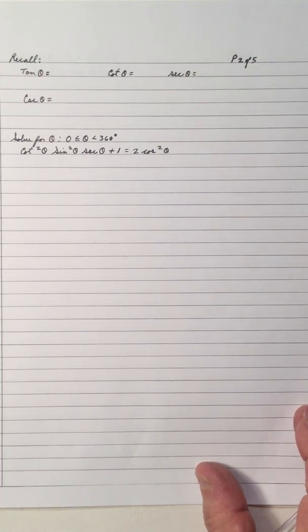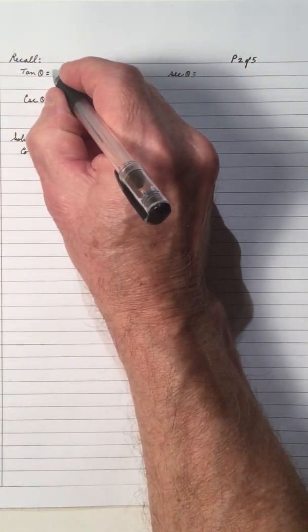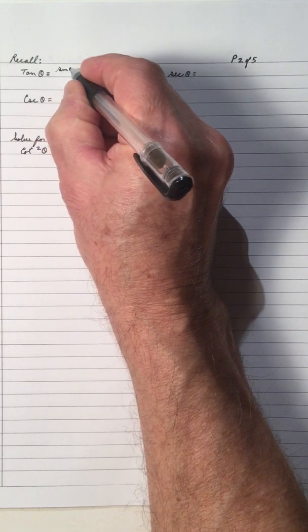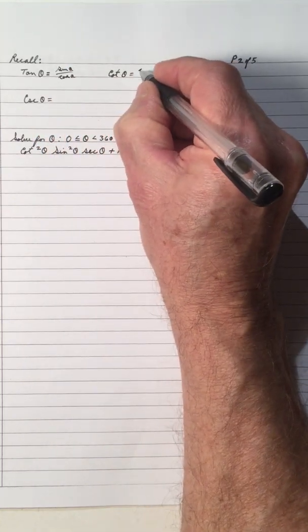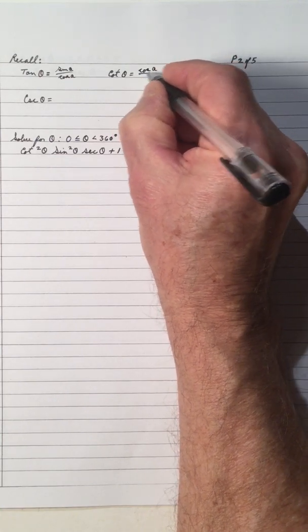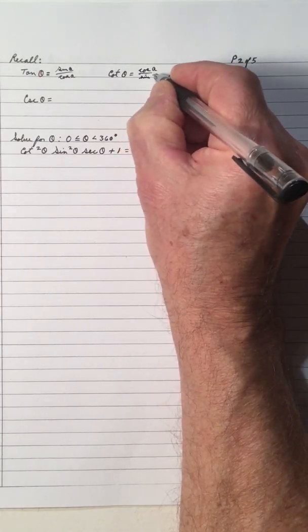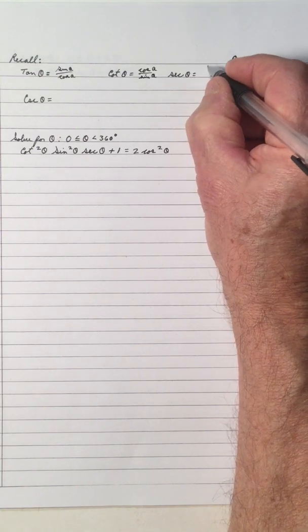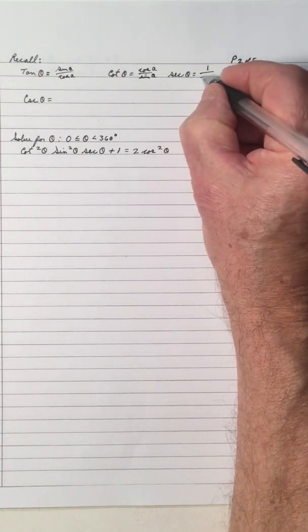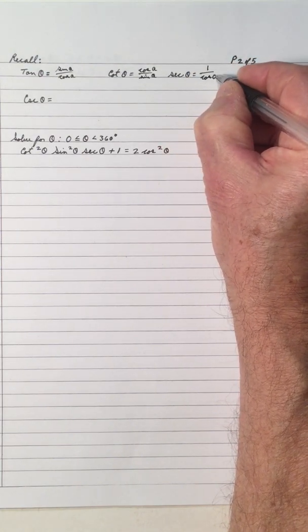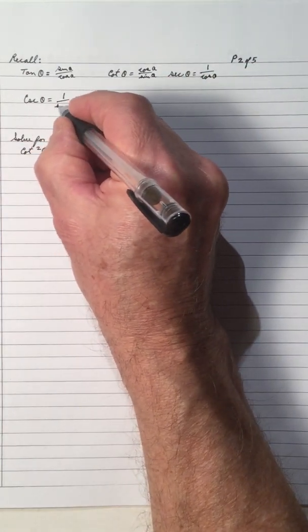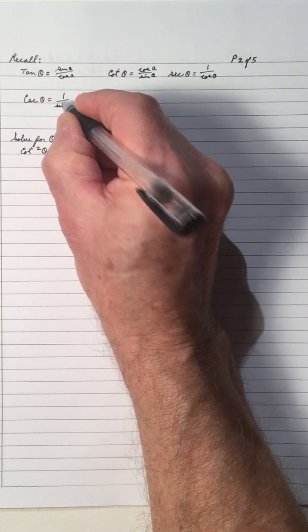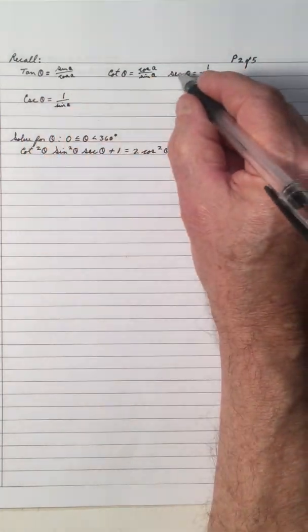Recall, tan is sine over cosine. Cot is the reciprocal, so it's cosine theta over sine theta. Secant is the reciprocal of cos. Cosecant is the reciprocal of sine. And how I learn it: C is S, S is C.